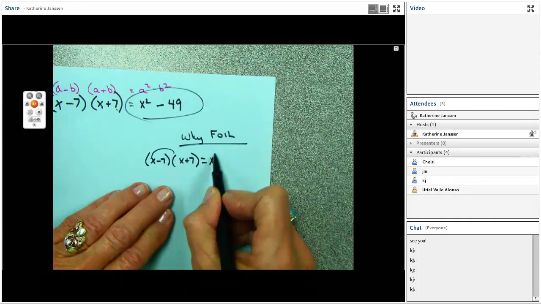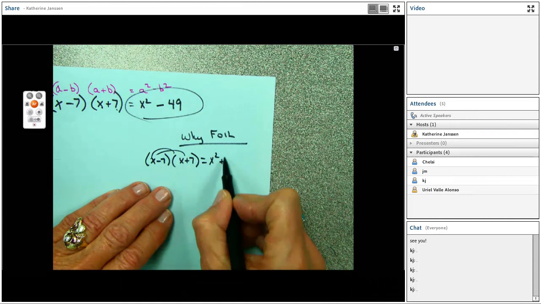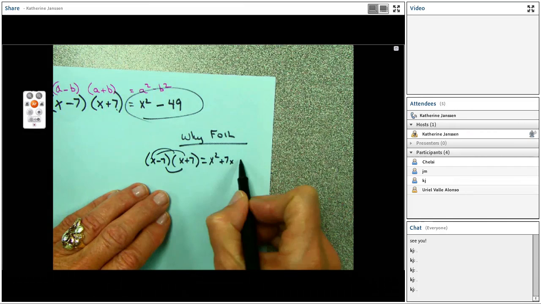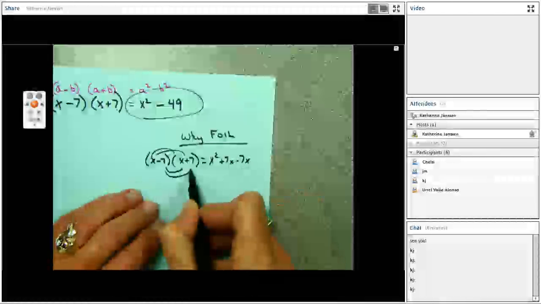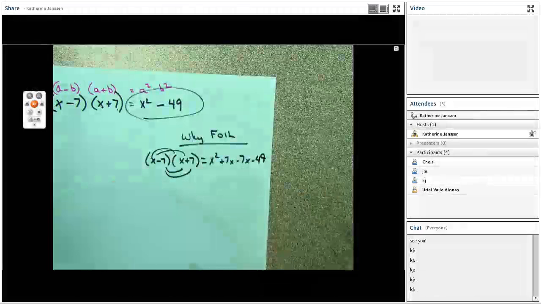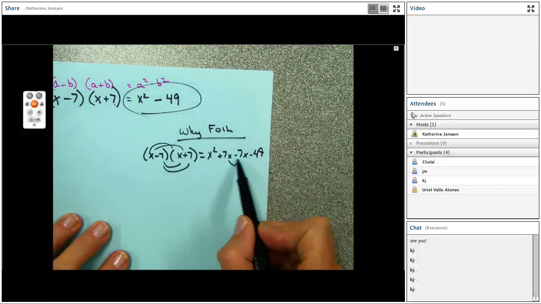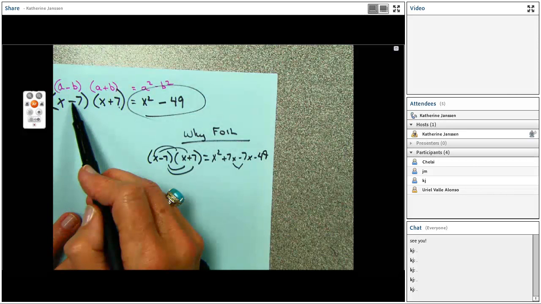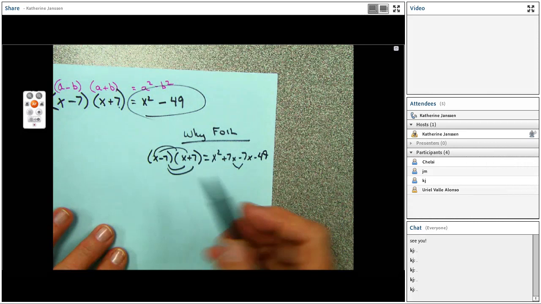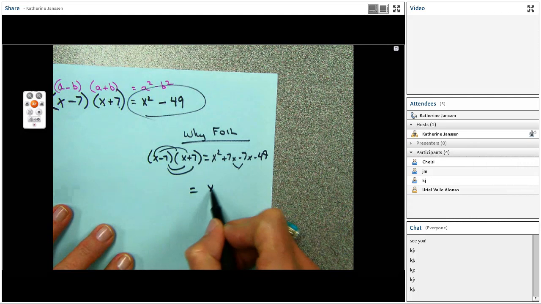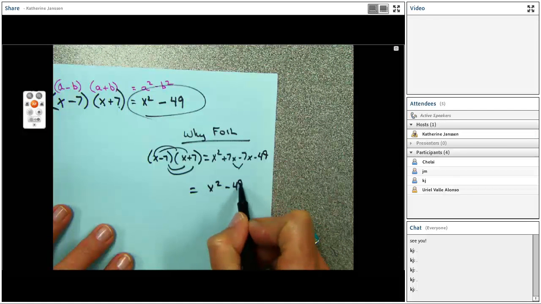FOIL, that'd be x squared plus 7x minus 7x minus 49. With FOIL, we always expect to check to see if we can collect like middle terms. Oh, and they're opposites, of course. We have the product of a sum and a difference. The middle terms cancel out. I get x squared minus 49.